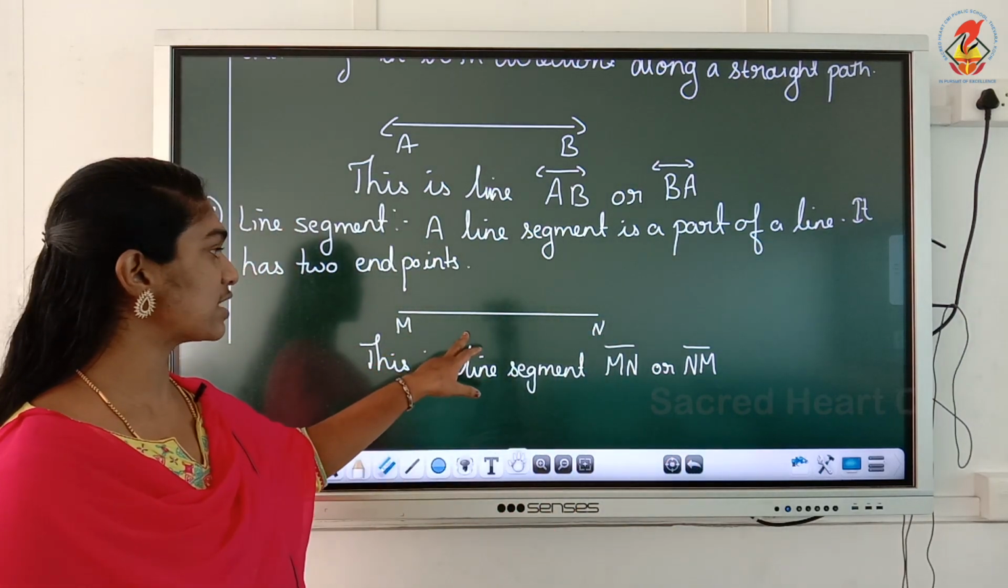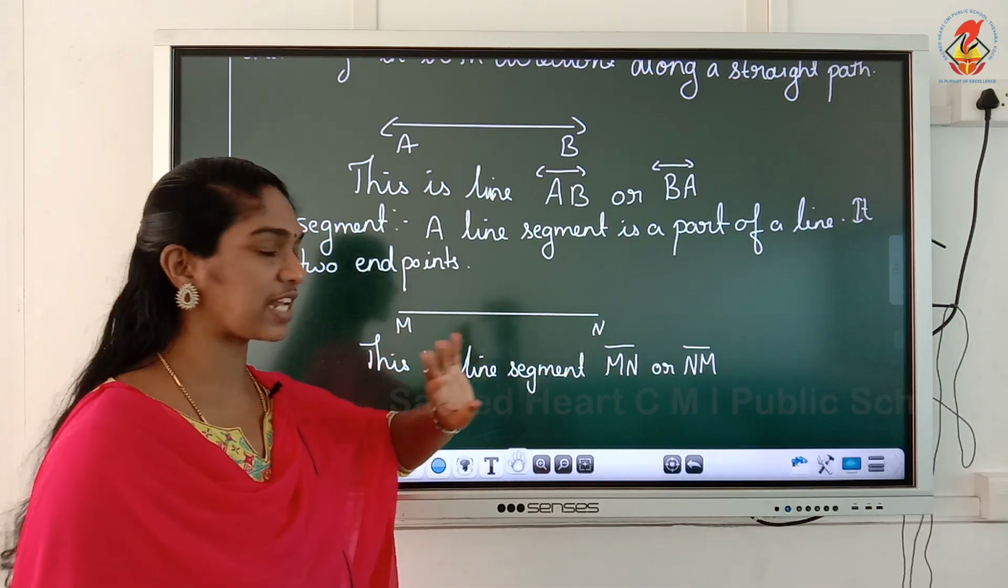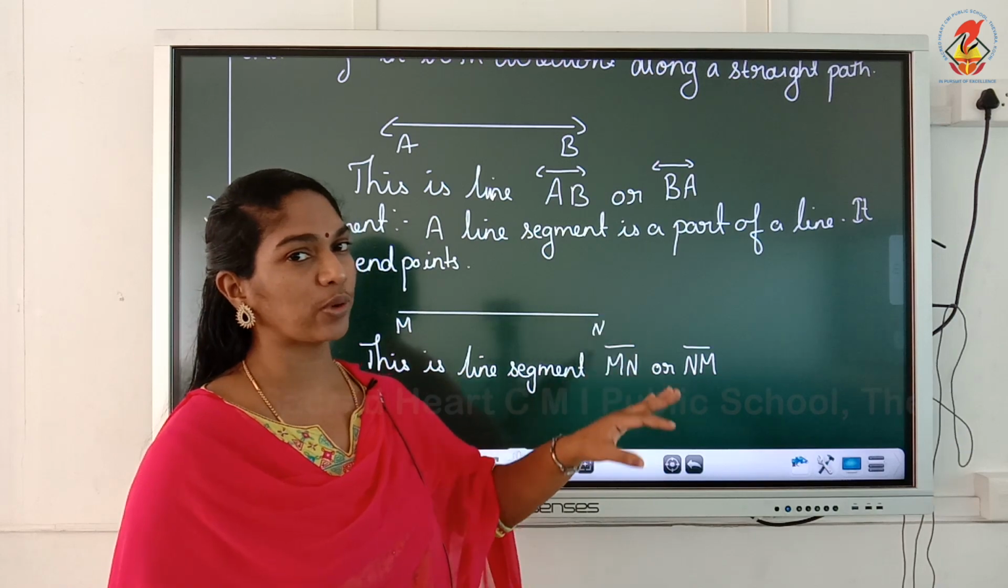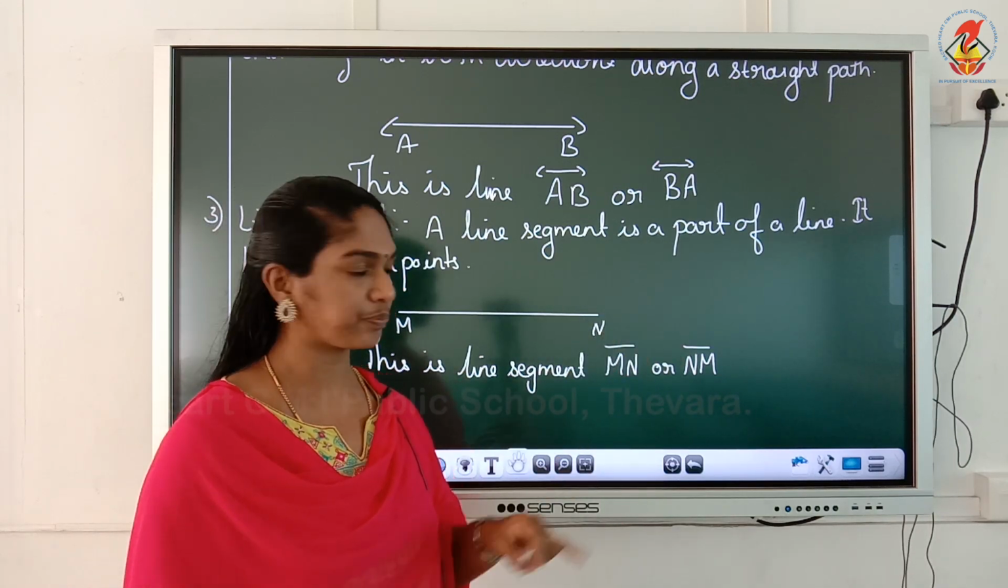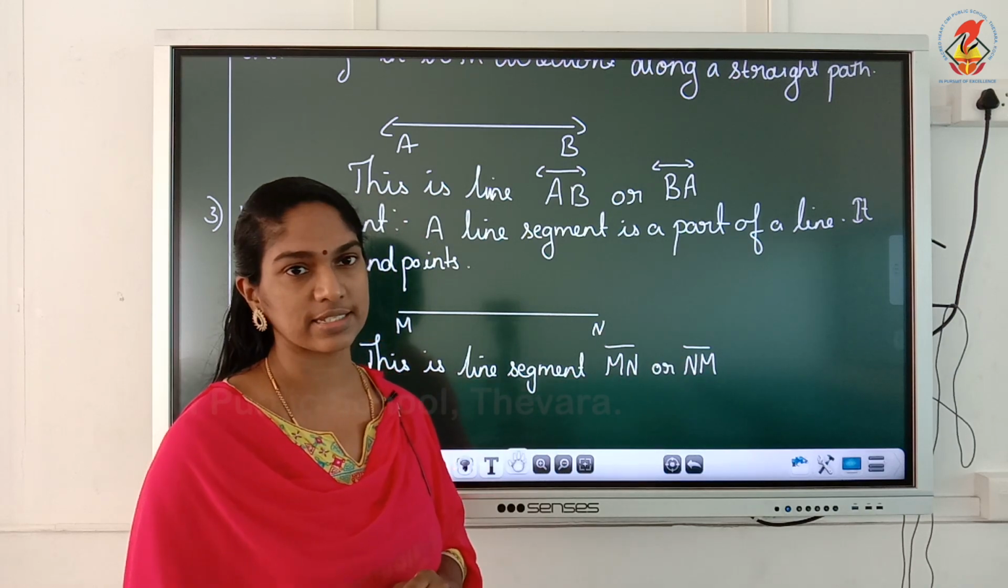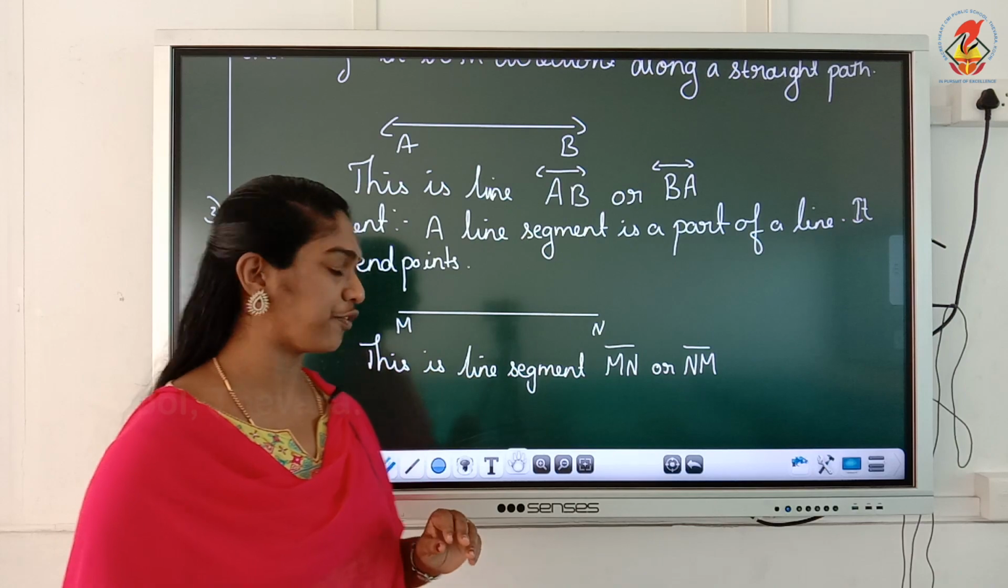So this is known as a line segment. It has a starting point, it has an ending point. You can read this line segment as MN or you can read it as NM. And you represent it in this way. Draw a line on top of the letters. So this is a line segment. So line is different, line segment is different.